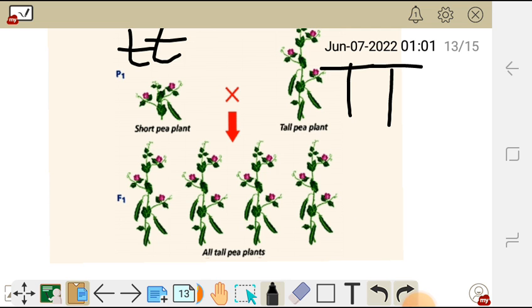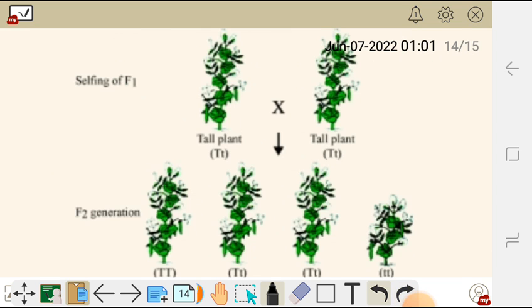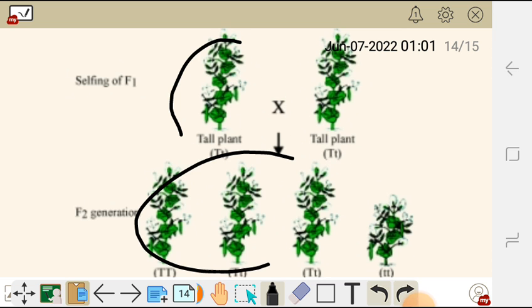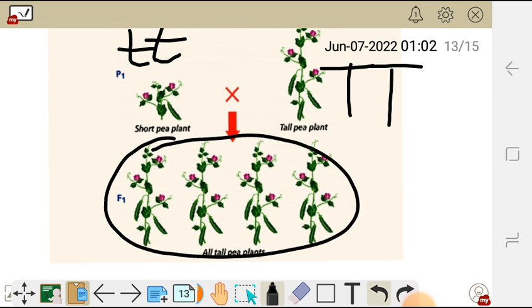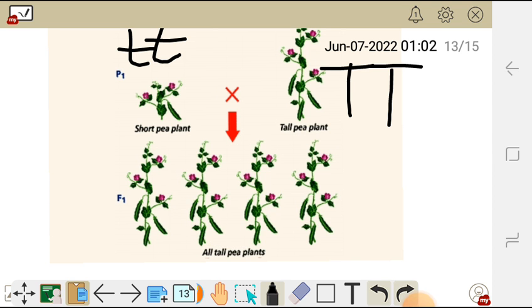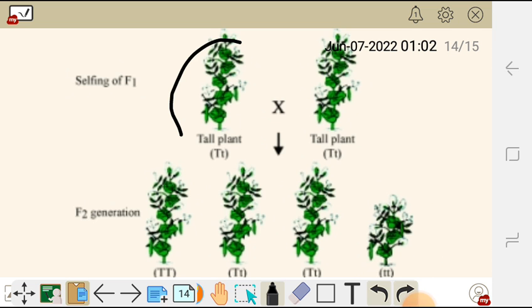And then after that, he crossed these F1 offspring. After crossing them, he found that 3 of the offspring were tall and 1 of them was short. But at first, when he crossed the 2 pure breeding plants, the short and the tall one, all the resulting offspring were tall. But after crossing these ones, he found that 1 of them was short and the other 3 were tall. That is, these F1 generation plants were carrying a recessive allele for a short plant. So we can illustrate that in a monohybrid cross.